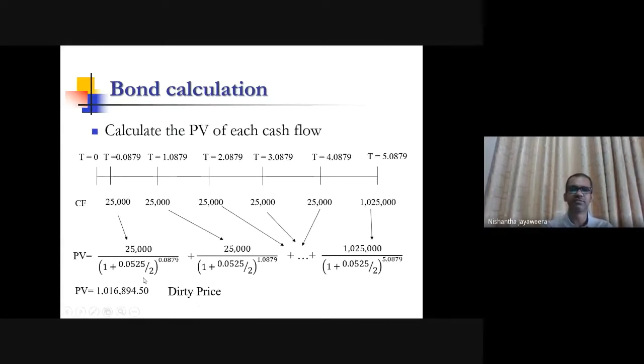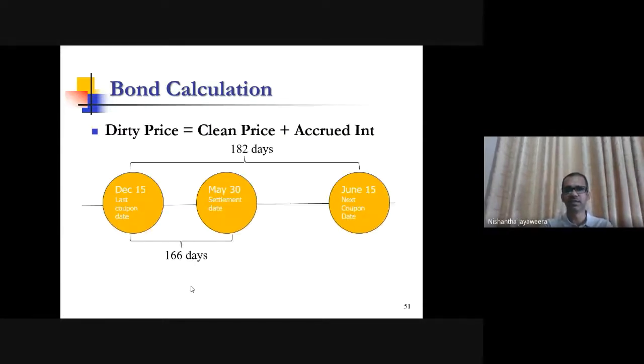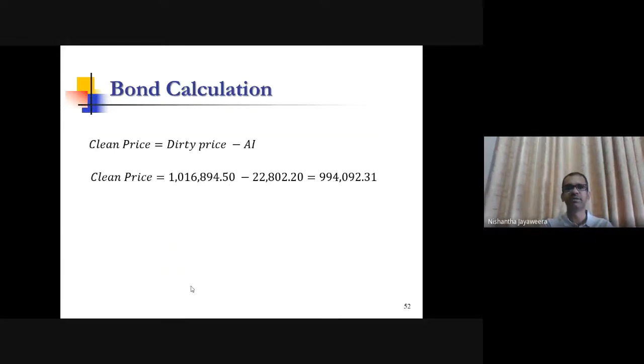So if we follow this method, that fundamental equation, to calculate the bond price in between coupon dates, the price that you get is the dirty price. Then to get the clean price, we need to know the accrued interest. First we have to calculate the accrued interest. Then we can calculate the clean price as the difference between the dirty price and the accrued interest. That's what we discussed.